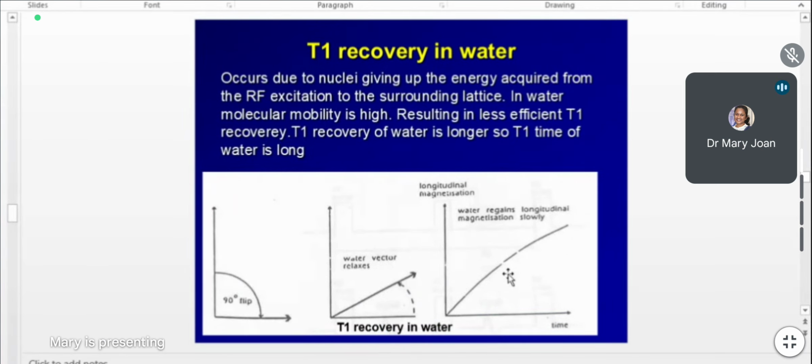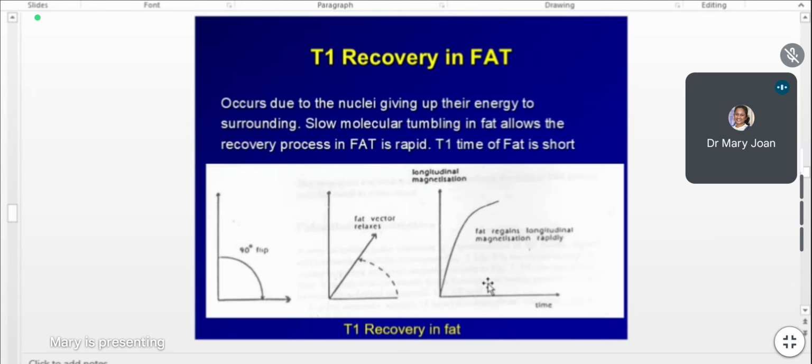T1 recovery in water occurs due to the nuclei giving up the energy acquired from the RF excitation to the surrounding lattice. In water, molecular mobility is high, resulting in less efficient T1 recovery. So T1 recovery of water is longer, so T1 time of water is long. Again the 90-degree flip takes place and the water vector relaxes, and the water regains longitudinal magnetization slowly. Here the curve is more flat compared to here, where it regains its maximum value faster.